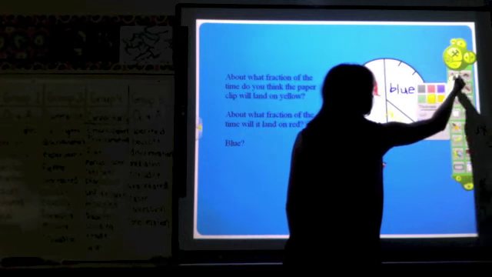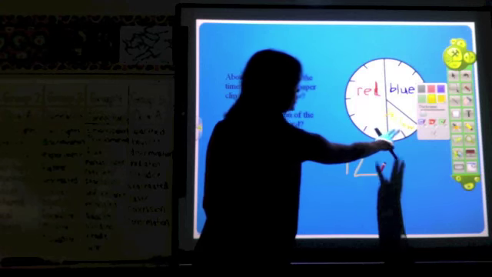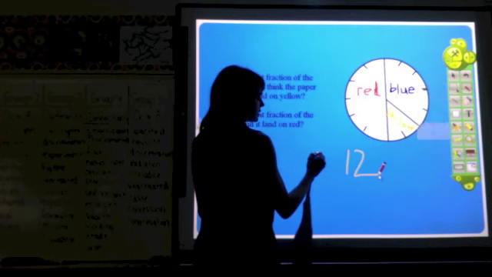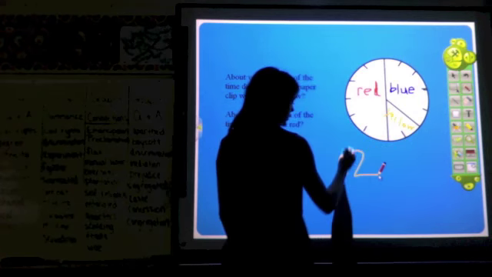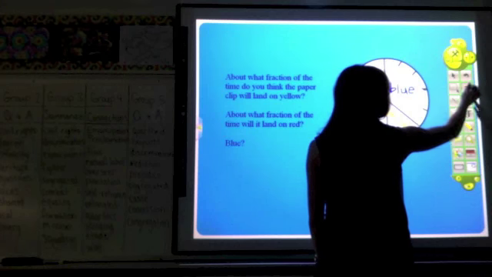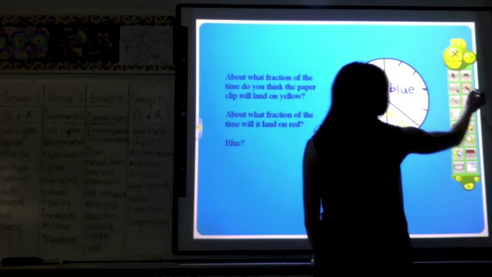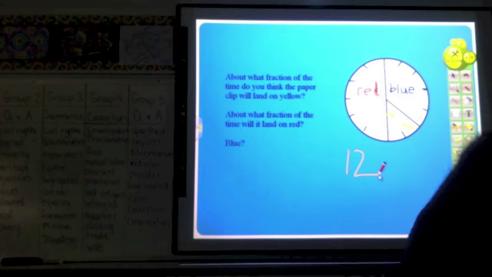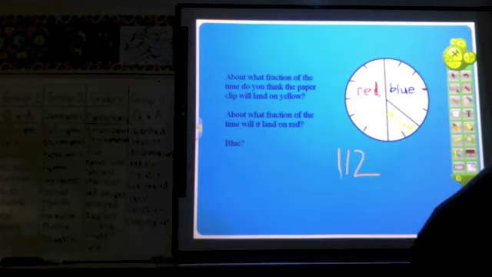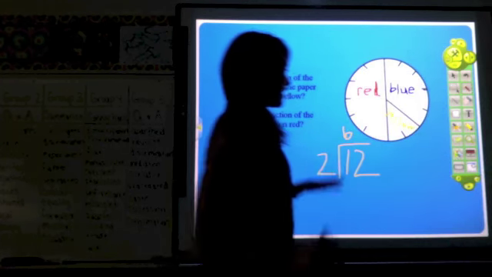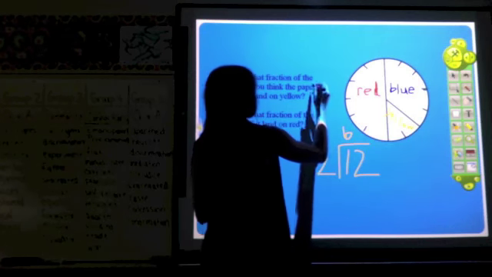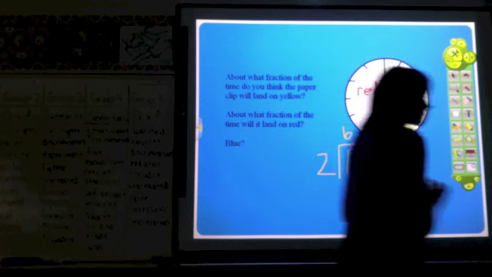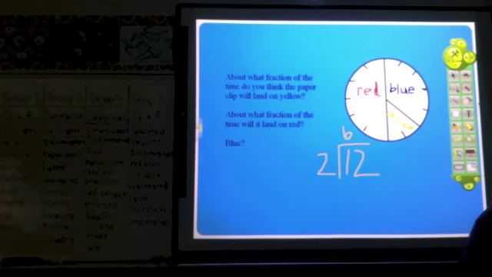and yellow is 2 sections, so that's 12 divided by 2. 12 divided by 2, which equals 6. So that's one way to find my fraction. I know that the spinner will land on yellow 1/6 of the time.